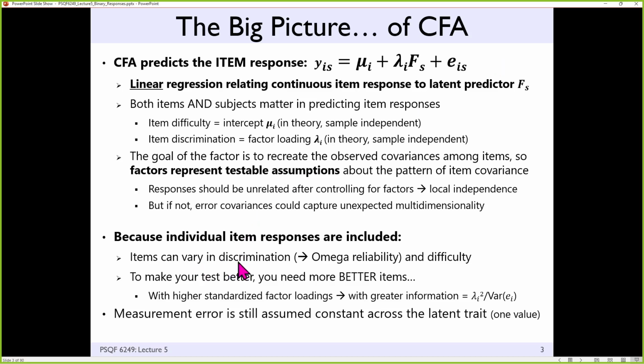So items are allowed to vary in discrimination, and we can build a new reliability coefficient that takes that into account, which is omega. We can also do factor score reliability. And in terms of how you would go about making your test better, more items should still make it better, but it's more better items, meaning the loadings.